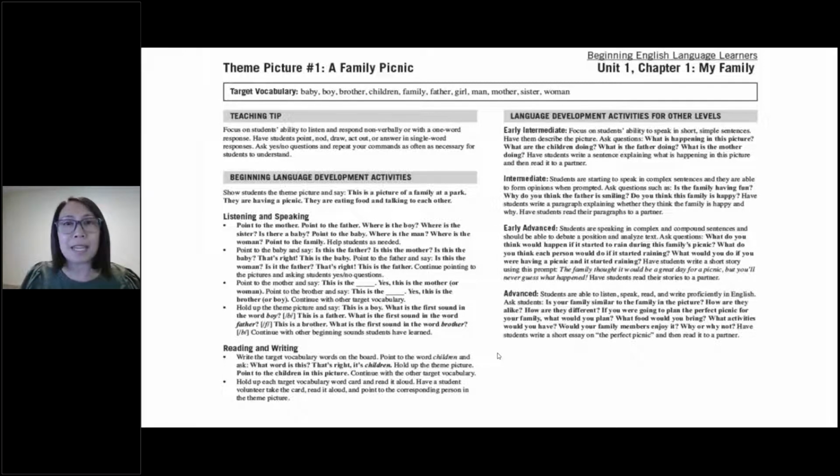Word level, you have to get to writing as quickly as possible, even if it's just writing a word. So vocabulary, make sure they learn how to write those words. Make sure they learn how to read those words, right? But if you look over here to the early intermediate side, what is happening in this picture? What are the children doing? Naming actions is really part of this first function that secondary you really have to get to.